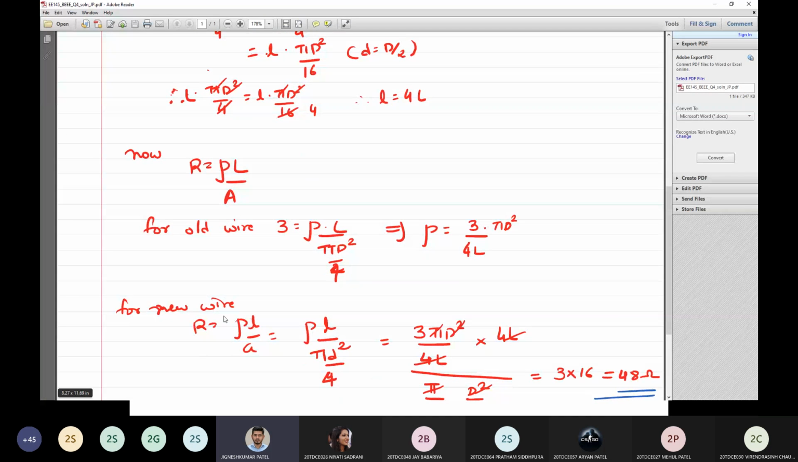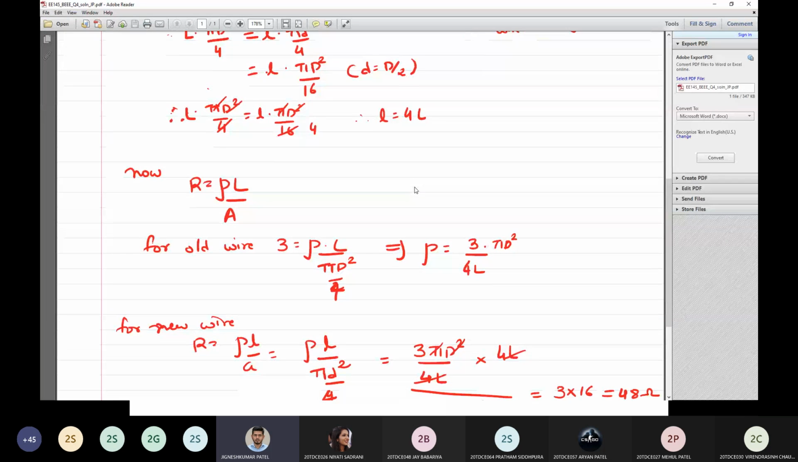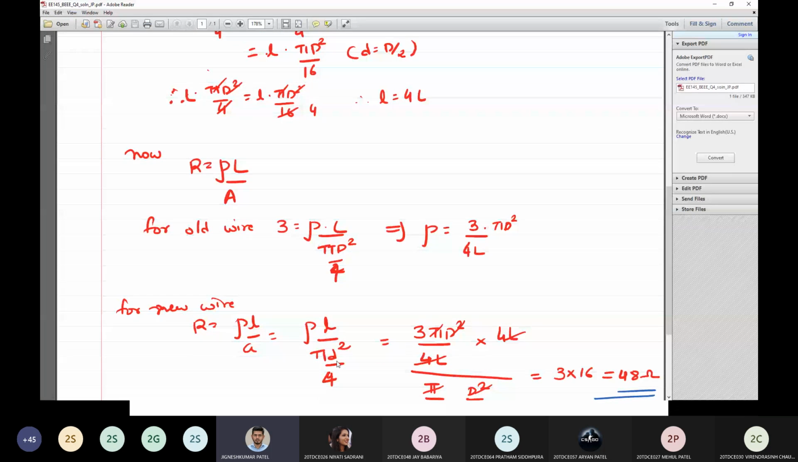Now the same way for the new wire, my resistance R is equal to rho L by A, but here I'll consider a small a because the diameter is different. So rho l by pi d square by 4, now I'll replace this l by 4L, because we just found out the new length of wire is 4 times the old length, and we know the diameter is half compared to the old wire. So I can replace this d by D by 2.